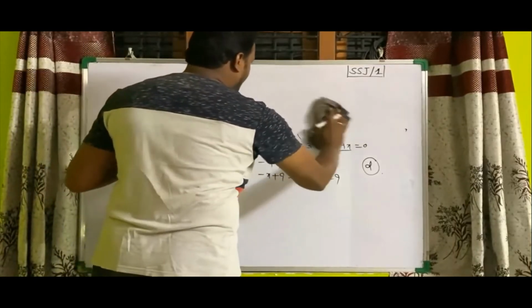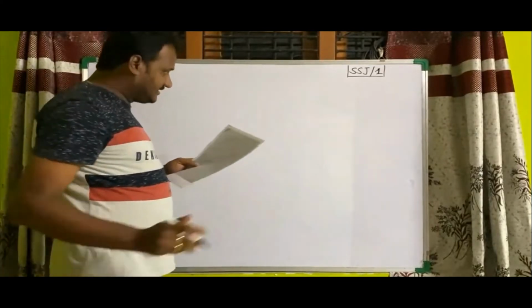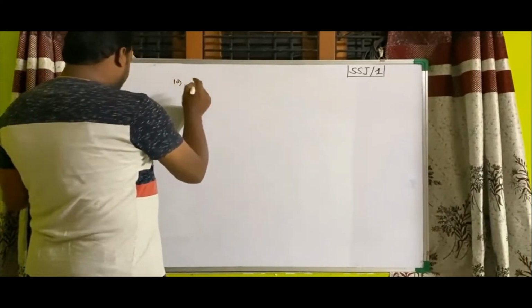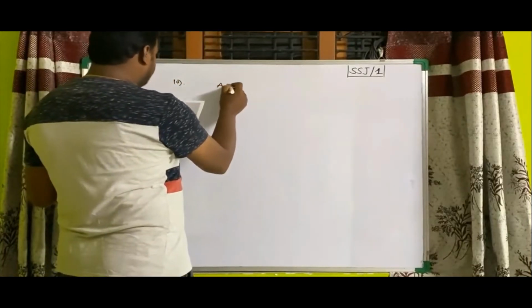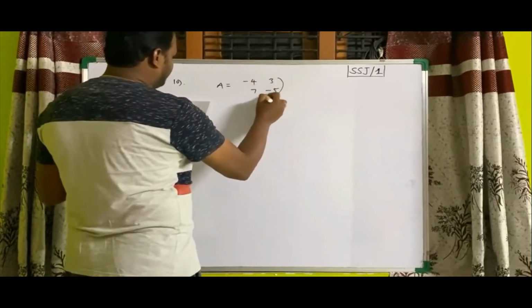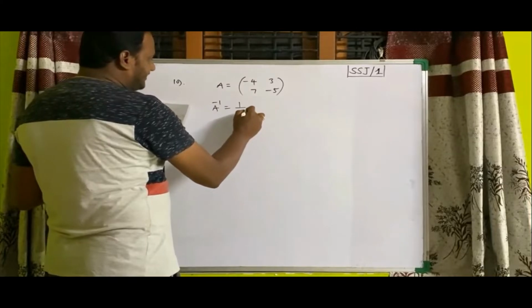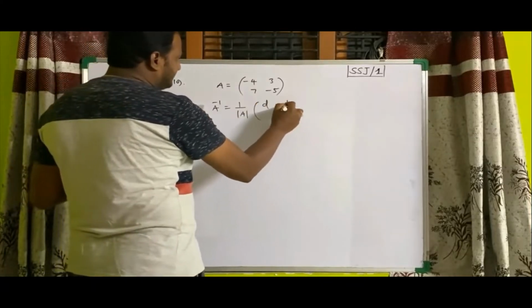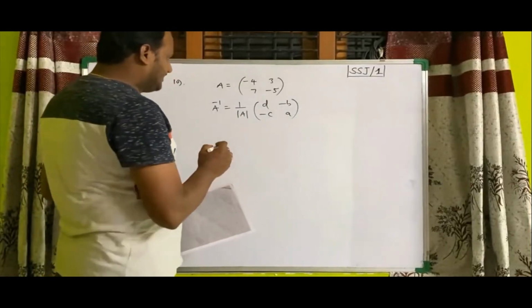After the 9th problem, the 10th problem is the inverse of a matrix. Suppose this is the matrix A, I am taking the rows minus 4, 3 and 7, minus 5. So what is the formula for A inverse? A inverse is equal to 1 by determinant of A into D, minus B, minus C, A. That is the adjoint of the matrix.